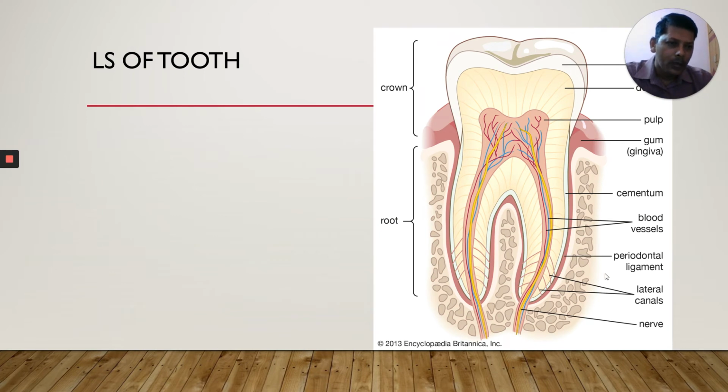This is the periodontal ligament, and next is the jawbone. Next to the jawbone, periodontal ligament. Next to that, cementum. Next to that, dentine. Then there are cells here, called odontoblasts. Then there is a pulp cavity, inside which there is pulp.